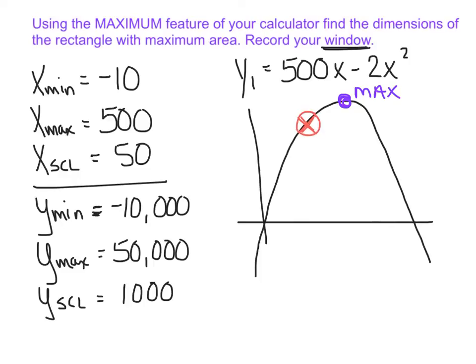Hit enter. Move your cursor all the way over to this side. Establish your right bound right there. Hit enter twice, and then all of a sudden it should print the max for you.